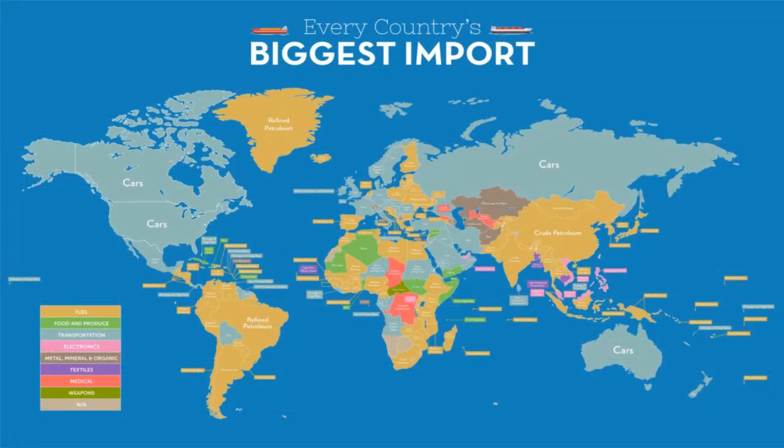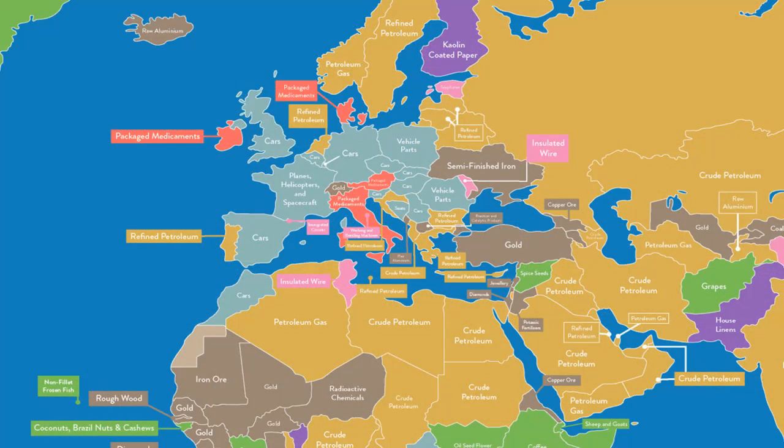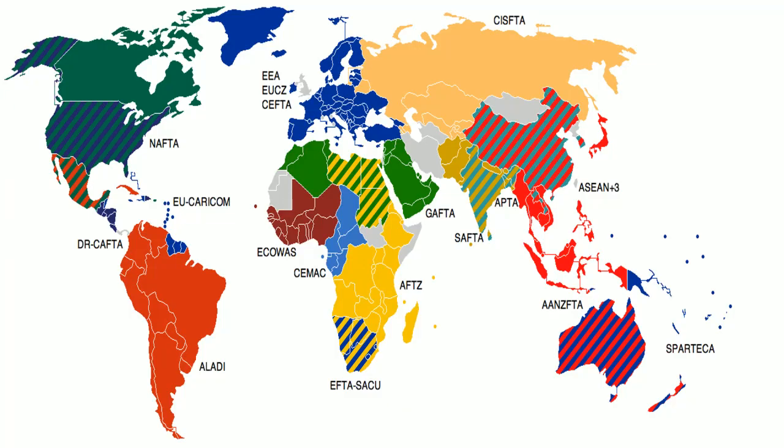This is a map of the biggest import of every country and the biggest export. If you are not able to read it, you can see our biggest exports are cars, like in most of the European Union. Biggest import means in value, in price. And also we have to talk in this trade about how many countries have joined together to form trading blocks. Why?